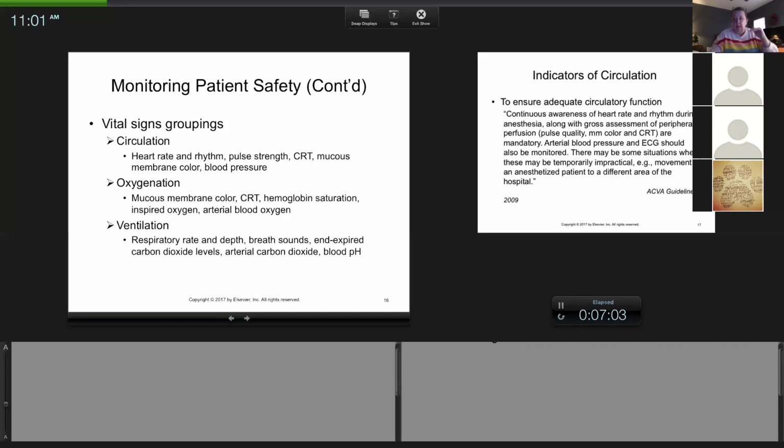I can have an animal breathing, normal respiratory rate, normal respiratory effort, and potentially have a crappy pulse oximeter reading, which is a representation of oxygenation. So they work together, but you can have issues that affect one or the other. So it's not as simple. I do want you to be aware of how we monitor these things.